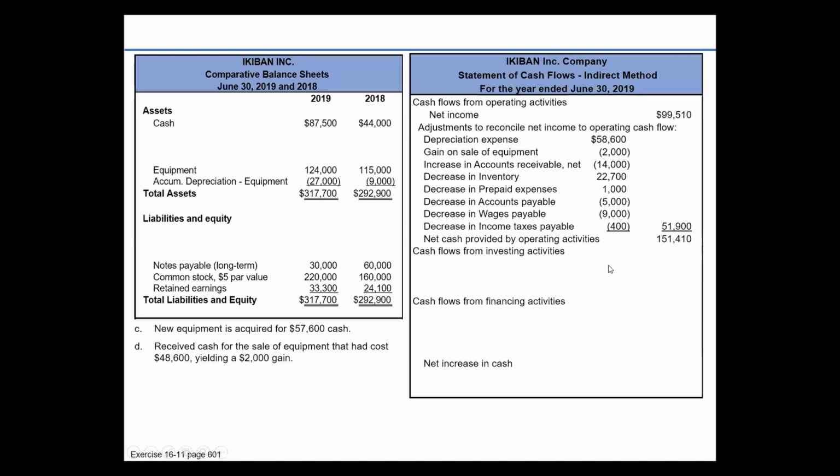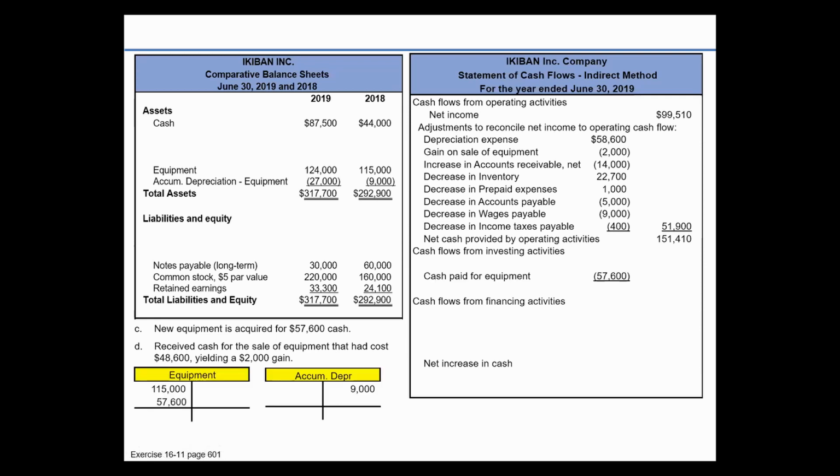Next, we're going to look at investing. And again, we have some new equipment and then we received cash from the equipment, D. So we paid cash for equipment in the amount of 57,600. And that's a cash outgoing.